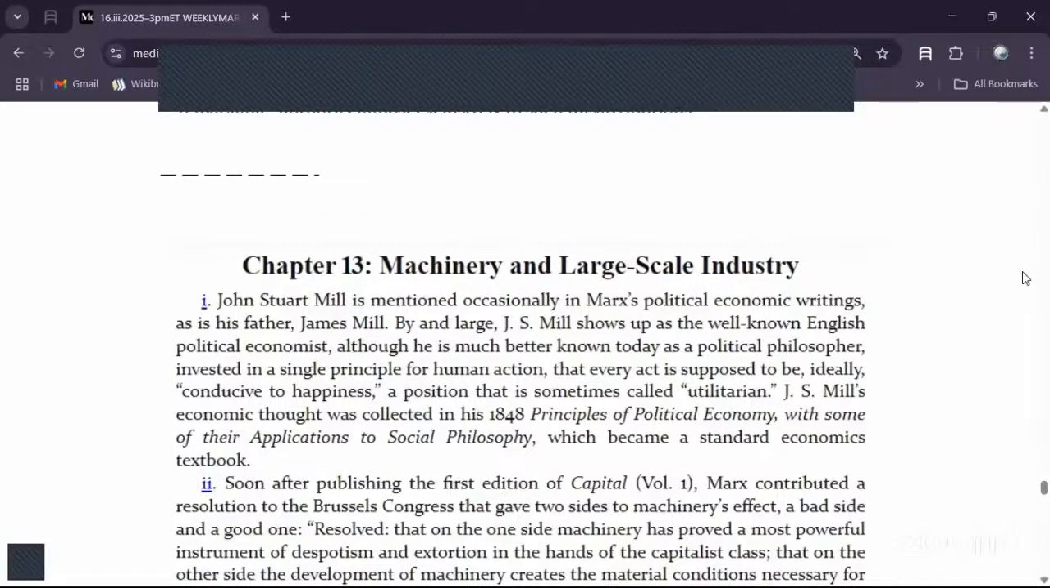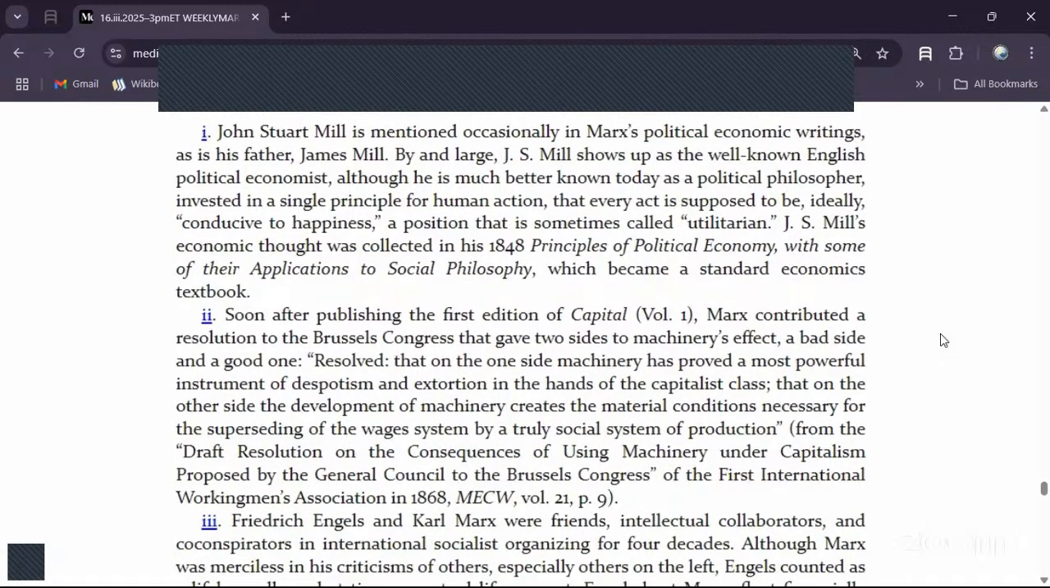John Stuart Mill is mentioned occasionally in Marx's political economic writings, as is his father, James Mill. By and large, J.S. Mill shows up as the well-known English political economist, although he is much better known today as a political philosopher invested in a single principle for human action, that every act is supposed to be, ideally, conducive to happiness, a position that is sometimes called utilitarian and perverted, of course, when people don't talk about commodities but utils. Anyway, the text Principles of Political Economy, with Some of Their Applications to Social Philosophy by Mill, of 1848, becomes a standard economics textbook for many years.